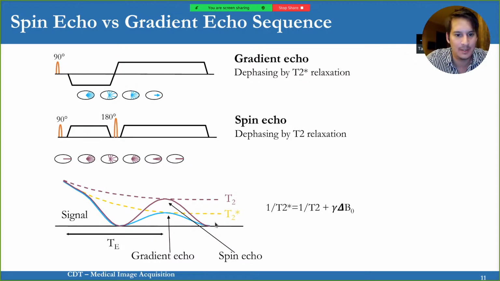So if the gradient echo sequence has less signal, why would anyone want to do a gradient echo sequence? Do you know why?